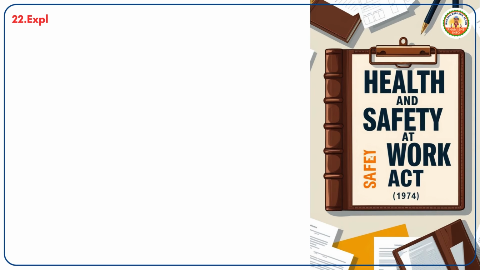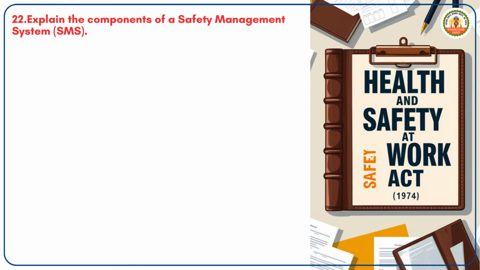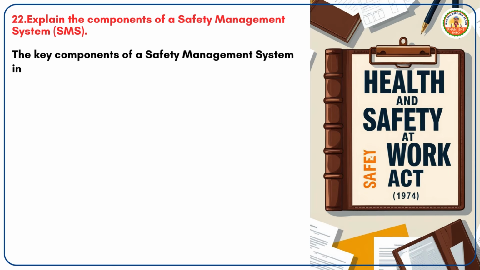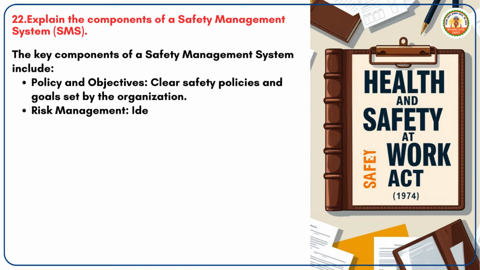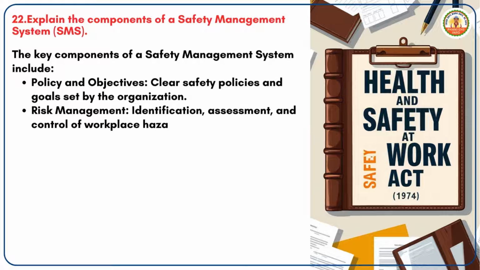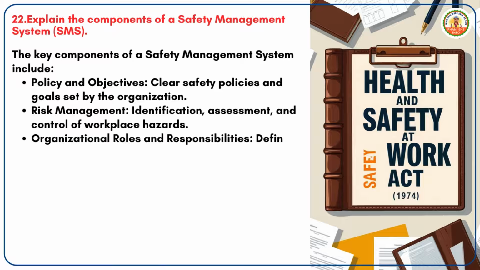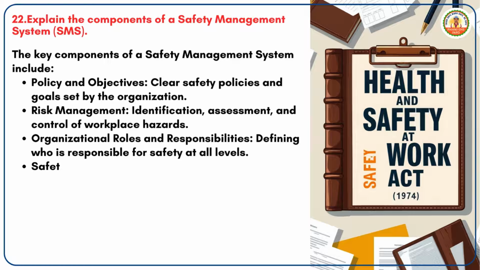22. Explain the components of a safety management system, SMS. The key components of a safety management system include policy and objectives, clear safety policies and goals set by the organization. Risk management, identification, assessment, and control of workplace hazards. Organizational roles and responsibilities, defining who is responsible for safety at all levels.